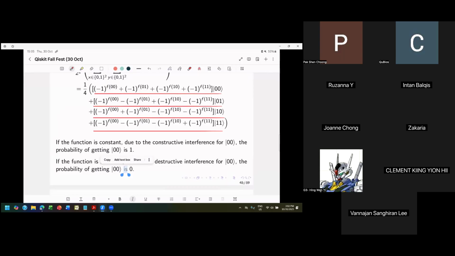So yeah, maybe to test whether it exists or not. So for this Deutsch-Jozsa algorithm, you basically just need to test whether or not 00 exists. If 00 exists with probability 1, then it is a constant function. If 00 does not exist, then it is a balanced function.